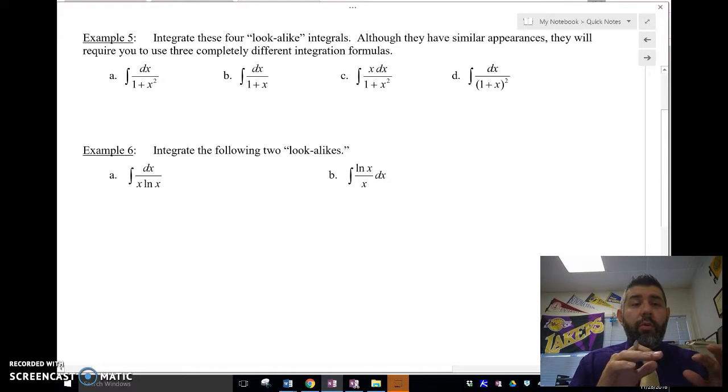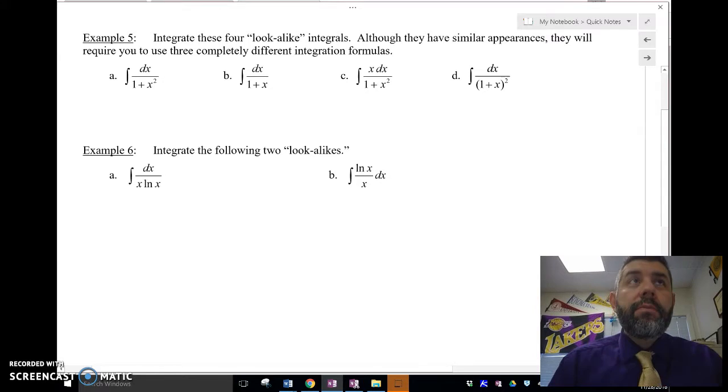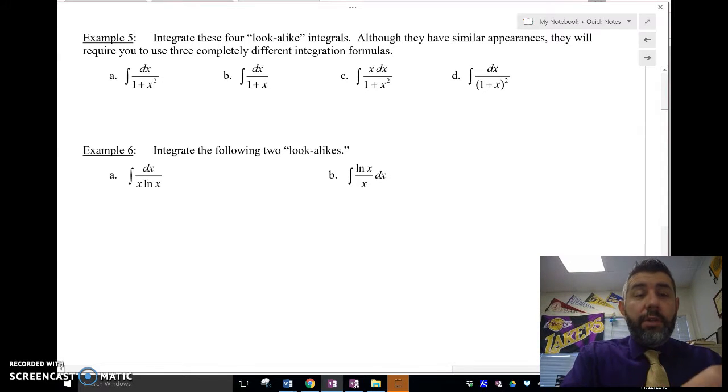dx over 1 plus x squared, dx over 1 plus x, x over 1 plus x squared, and 1 over 1 plus x all squared. So notice that they're kind of the same, but each of them is a little bit different. So let's take a look at the first one.